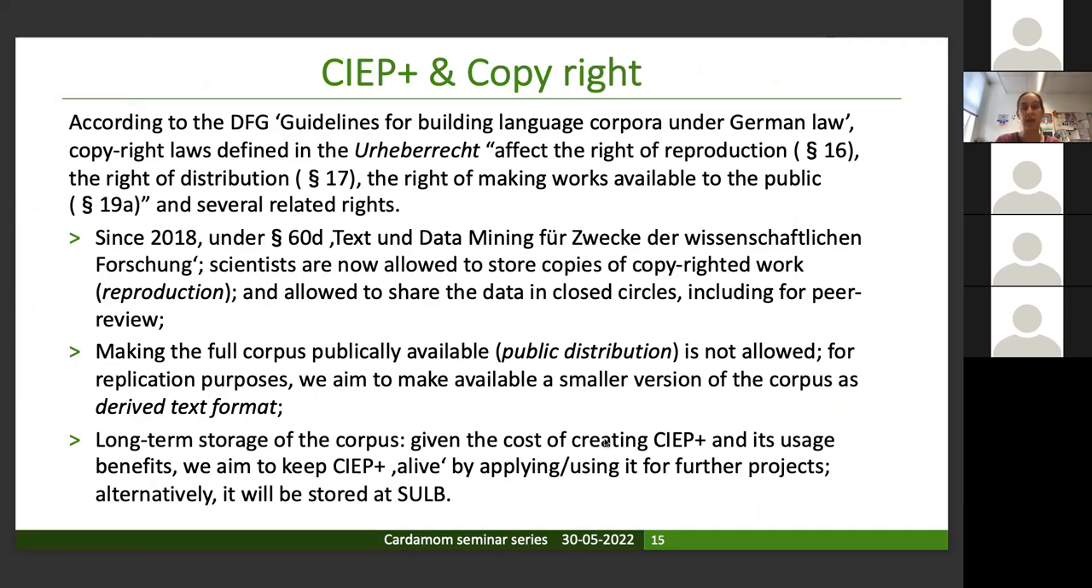So since 2018, we are now in a lucky position in some ways, because we are now allowed to share copies of copyrighted work, including digital copies. This wasn't actually allowed before, because this is seen as a type of reproduction. And we are allowed to share the data in closed circles, including for peer review. However, making the full corpus publicly available is not allowed, right? So for replication purposes, we aim to make available a smaller version of the corpus in a derived text format shape. And I'll explain what I mean with that in a second.